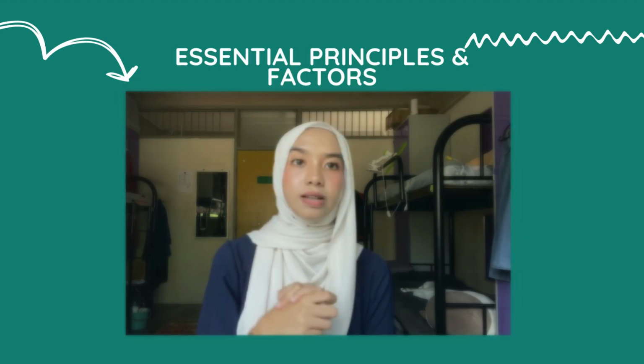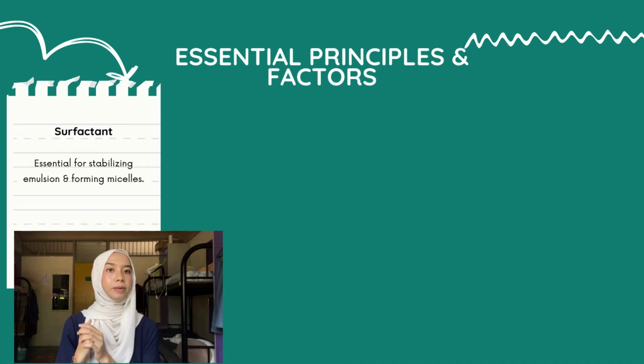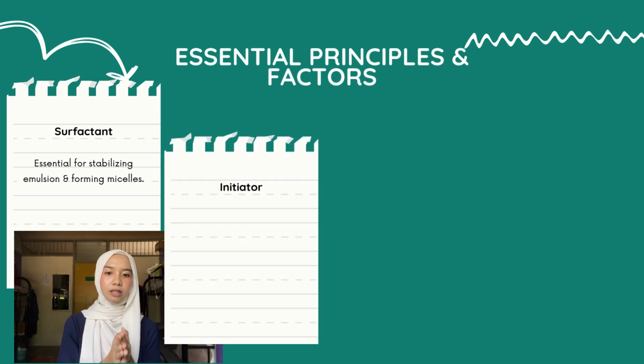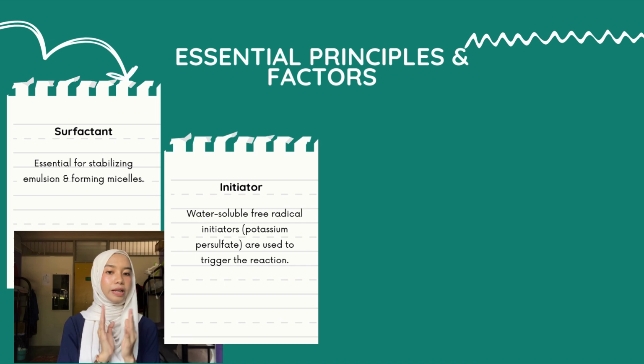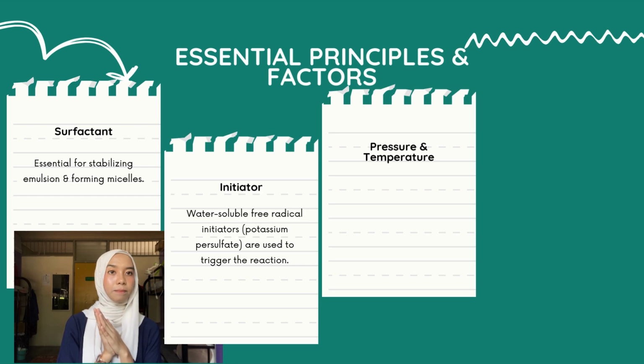So the next part is the essential principles and factors. The first one is surfactant, which is essential for stabilizing the emulsion and forming micelles. The second one is initiator, a water-soluble free radical initiator, such as potassium persulfate, used to trigger the reaction. The third one is pressure and temperature.